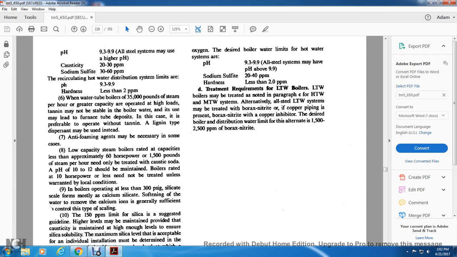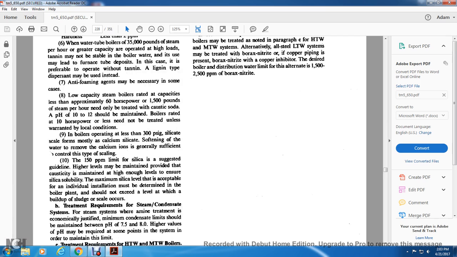8. Low-capacity steam boilers rated at less than 60 horsepower or 1,500 pounds of steam per hour need only be treated with caustic soda. A pH of 10 to 12 should be maintained. Boilers rated at 10 horsepower need not be treated unless warranted by local conditions.